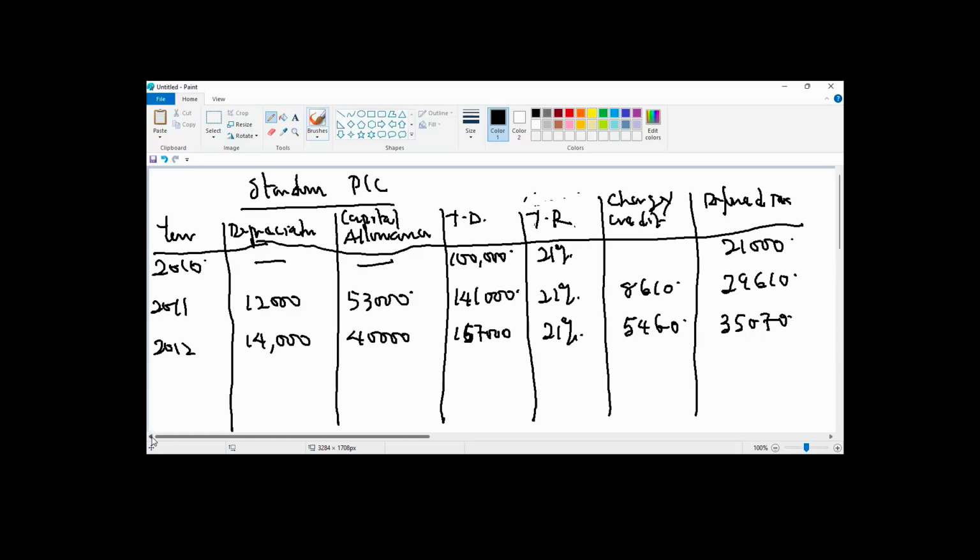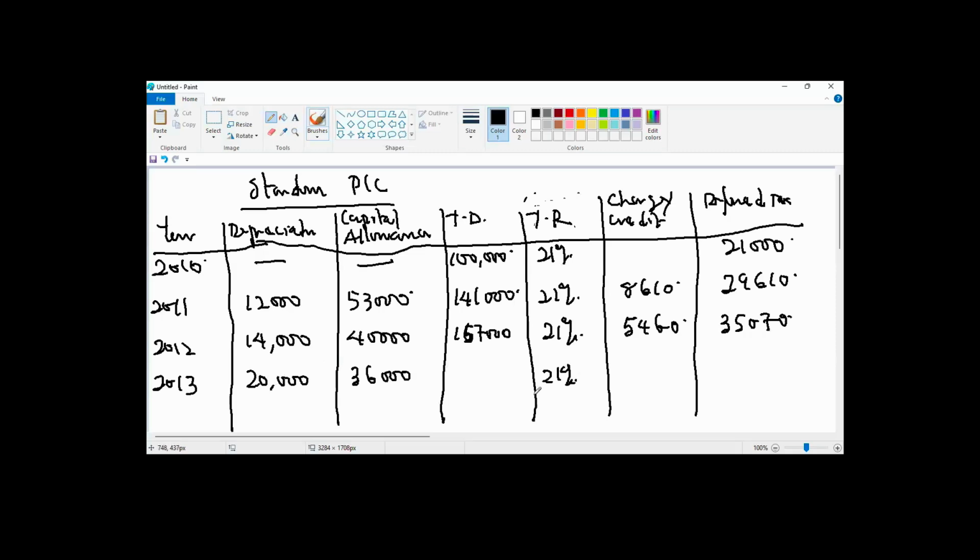Year 2013. What is the depreciation? 20,000. Capital allowance: 36,000. What is the temporary difference? 16,000. I can decide to go, I interpret.